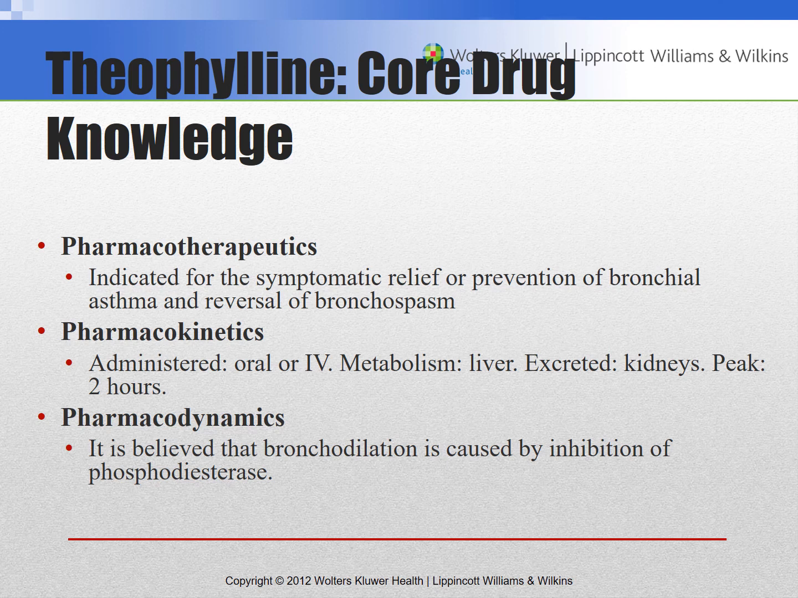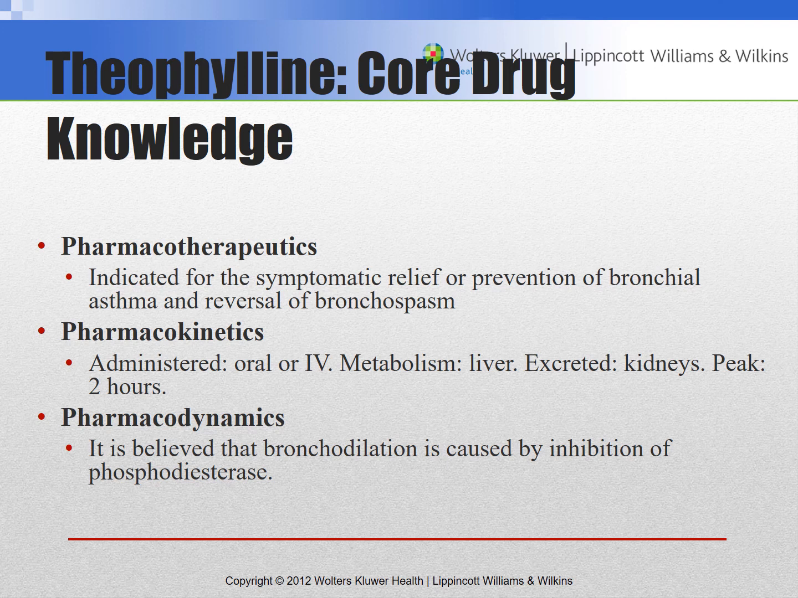Your pharmacotherapeutics, it is indicated for the symptomatic relief or prevention of bronchial asthma and reversal of bronchospasm that is associated with CAL. It is used off-label for the treatment of apnea and bradycardia in premature babies, but that's, of course, an off-label use. It is administered orally or IV. It's metabolized in the liver, excreted in the kidneys. In the PO form, it peaks in 2 hours. In the IV form, it peaks in minutes. And it is rapidly absorbed in the GI tract.